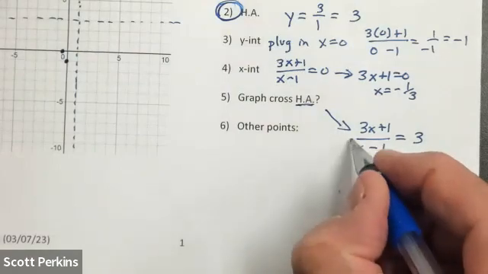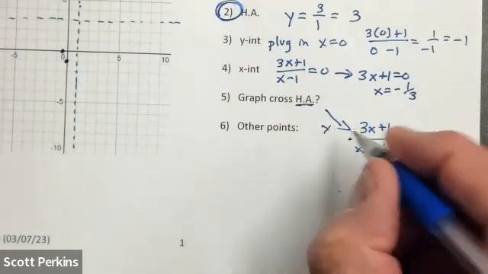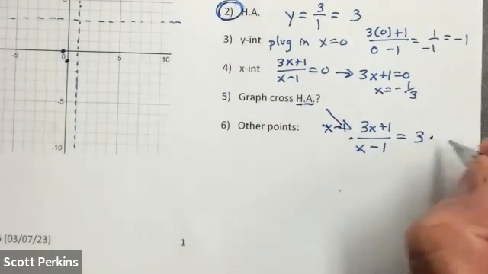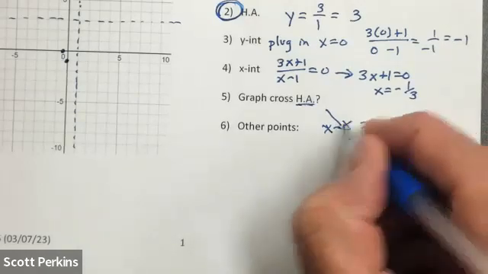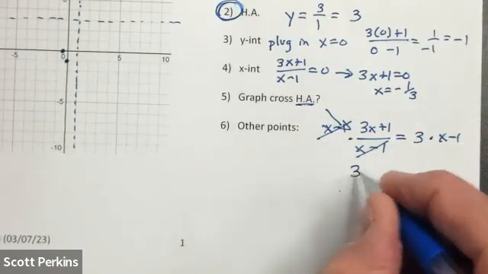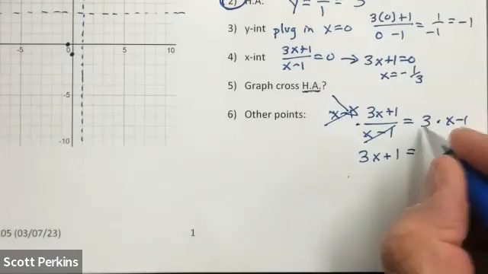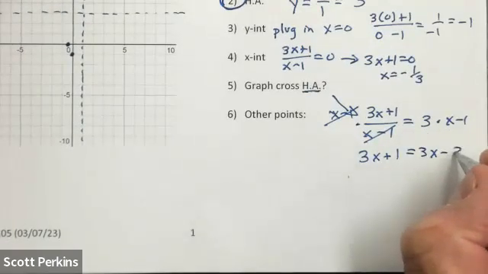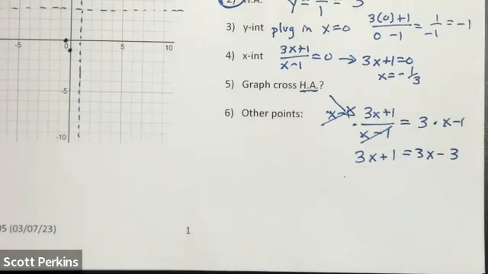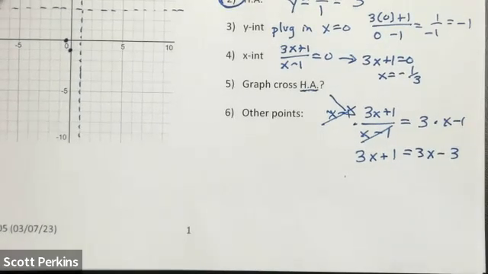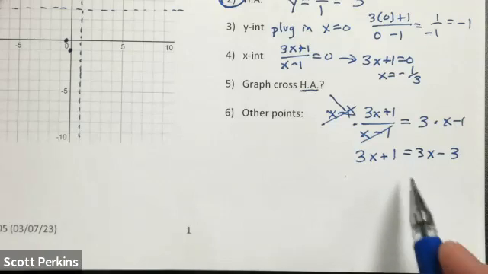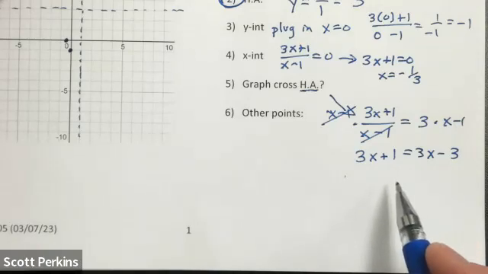And so I'm going to first multiply both sides by that denominator. So x minus 1, I'm going to multiply both sides. Here, the x minus 1's cancel, and I'm left with 3x plus 1. On the other side, when I distribute, I have 3x minus 3. And we know one of two things. If I end up with an x value here, that's where it does cross. That's the x value. It crosses the horizontal asymptote.